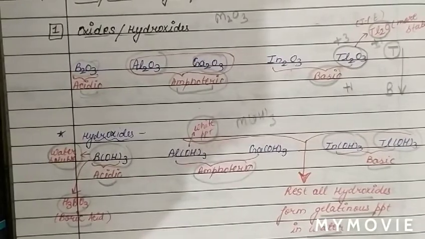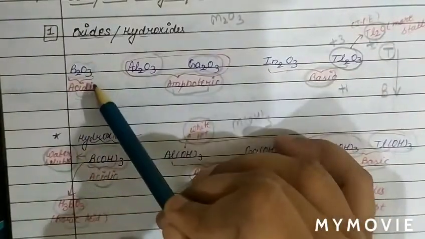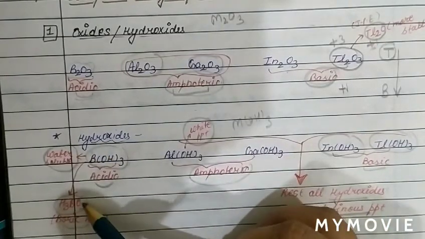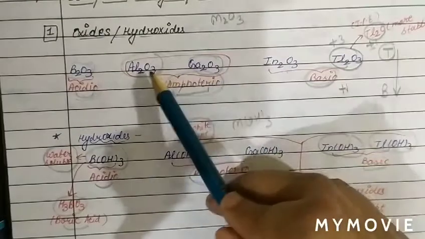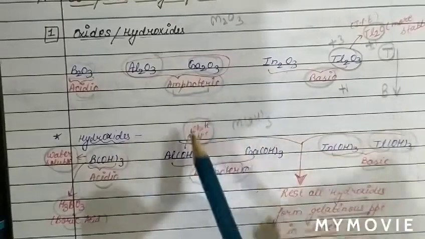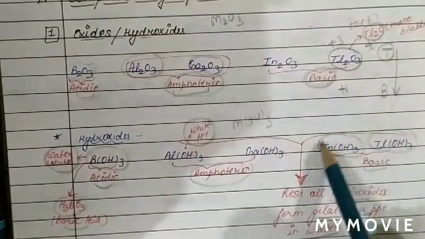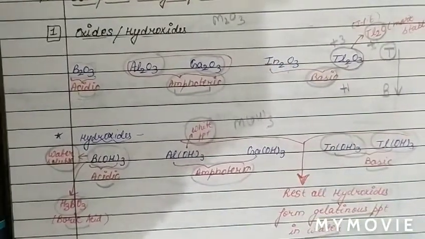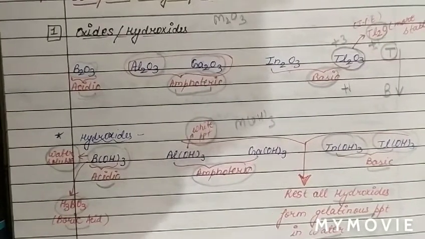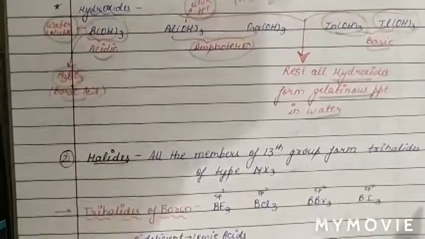So we have discussed the oxides and hydroxides. The first element, boron, forms an acidic oxide and acidic hydroxide, and boric acid is water soluble with molecular formula H3BO3. Similarly, aluminium and gallium oxides, Al2O3 and Ga2O3, are amphoteric in nature, and their hydroxides are also amphoteric, while the oxides and hydroxides of indium and thallium are basic in nature. So now we are going to discuss another compound which is formed by group 13 elements when they react with halogens.